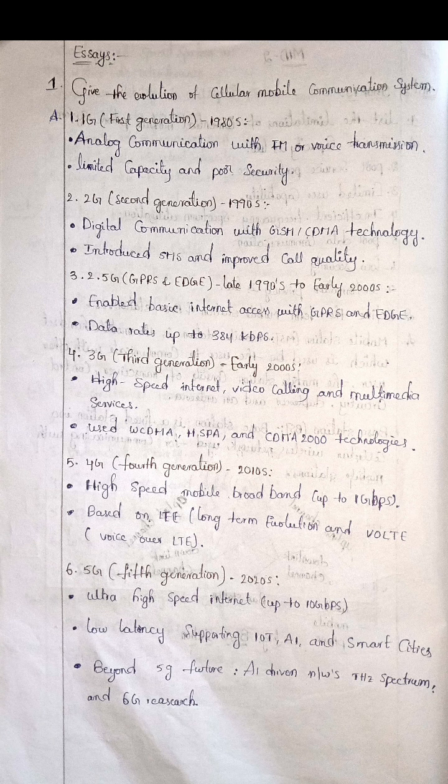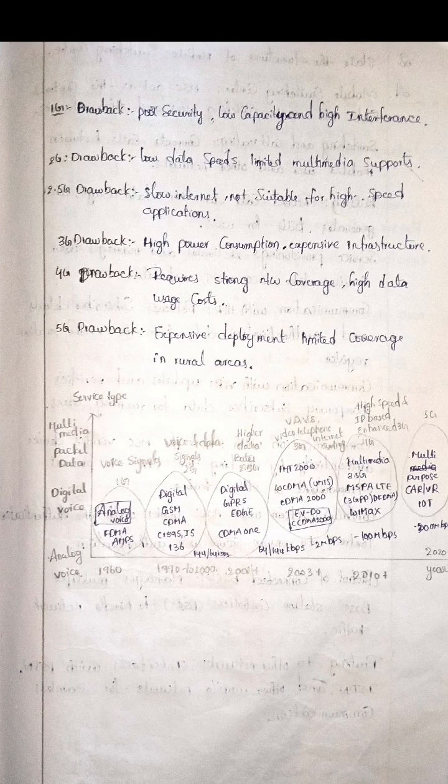Fourth generation was introduced in the 2010s. High speed mobile broadband up to 1 Gbps, based on LTE. LTE means long term evolution, and VoLTE, voice over long term evolution. Fourth generation drawbacks: requires strong network coverage, high data usage costs.